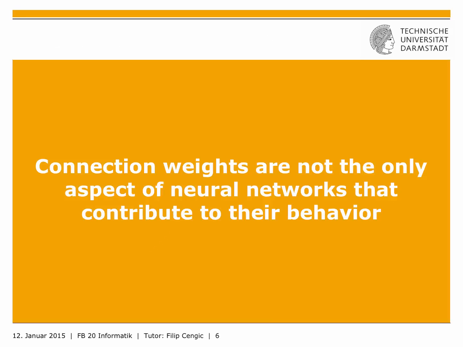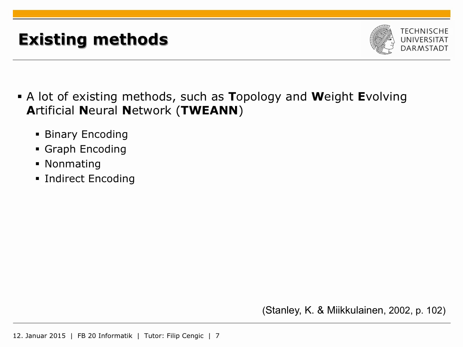Thus, the goal of fixed topology neuroevolution is to optimize the connection weights that determine the functionality of a network. So now we know that connection weights are not the only aspect of neural networks that contribute to their behavior. Topology or structure of neural networks also affects their functionality. Many systems have been developed over the last decade that involve both neural network topologies and weights.